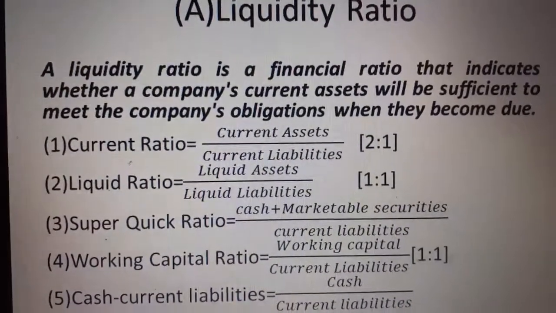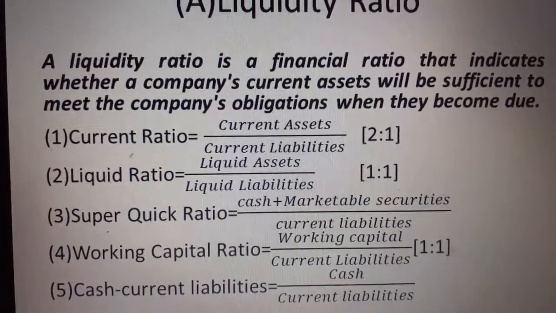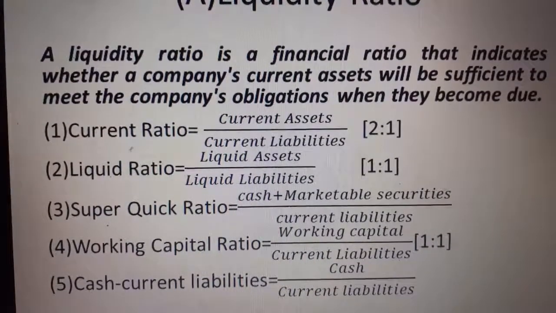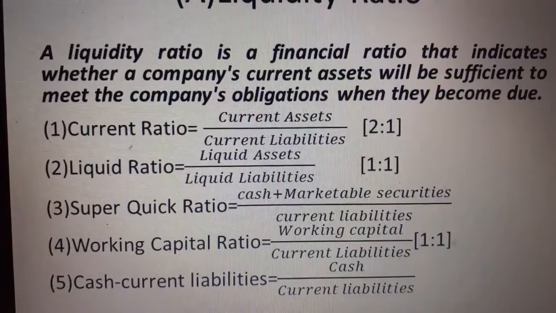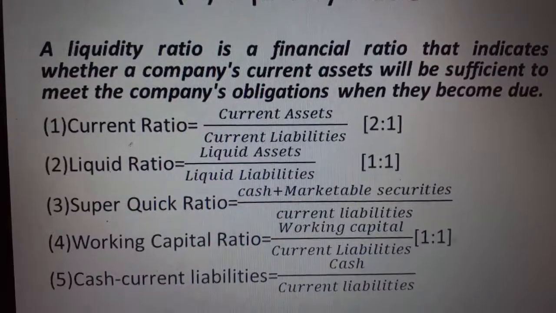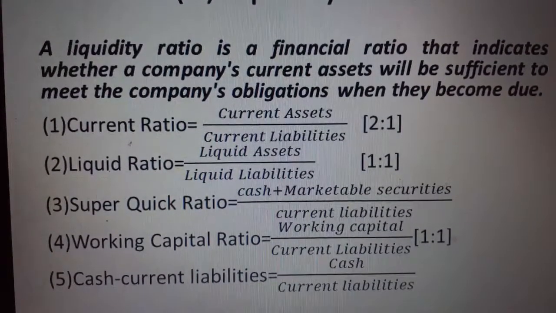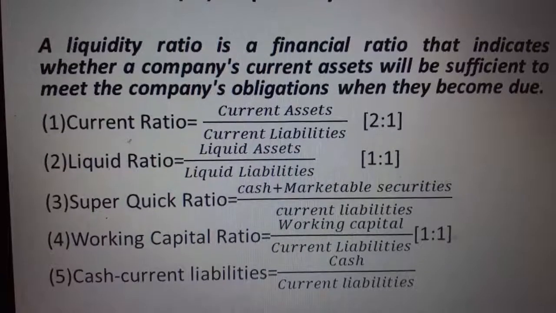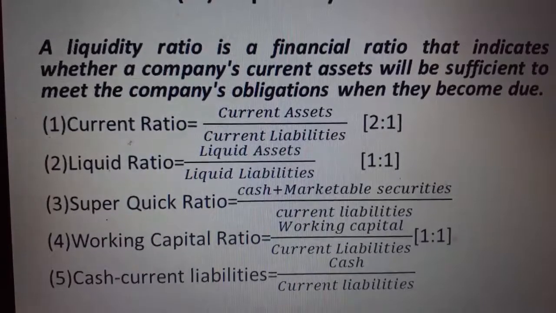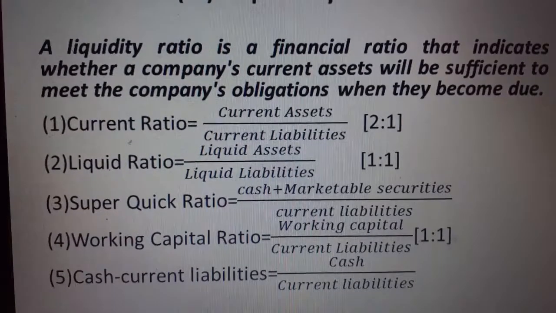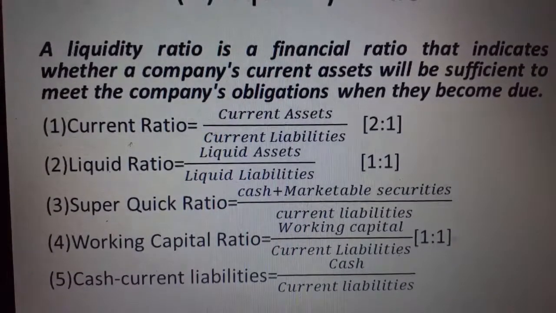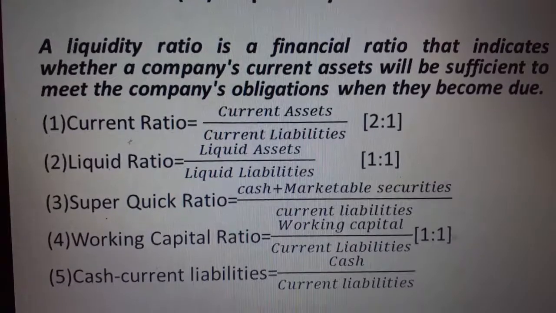Liquidity ratio. A liquidity ratio is a financial ratio that indicates whether a company's current assets will be sufficient to meet the company's obligations when they become due. That means in your organization you have current assets, non-current assets, current liabilities, and non-current liabilities, and how much ability your current assets have to meet your current liabilities, that means current obligations, will be measured by this liquidity ratio.